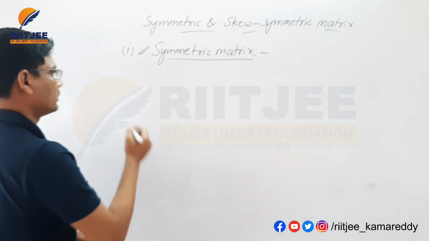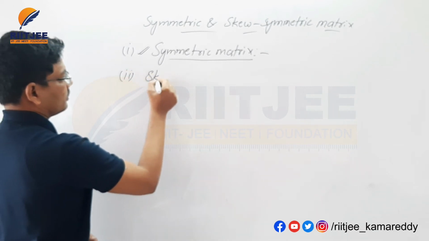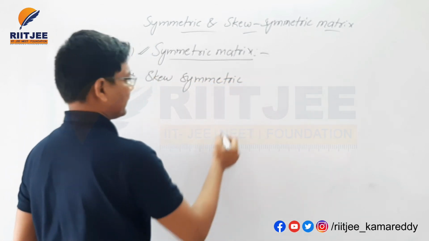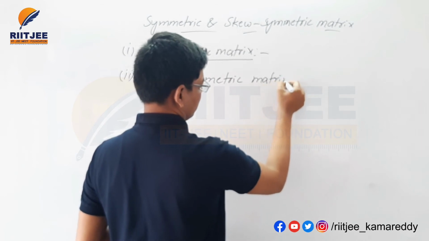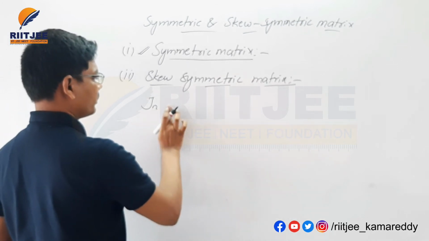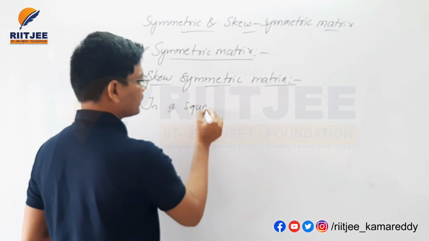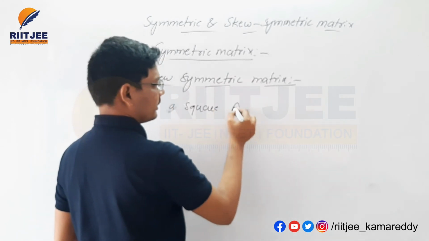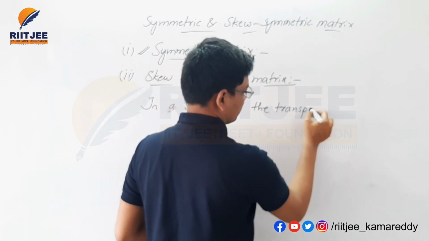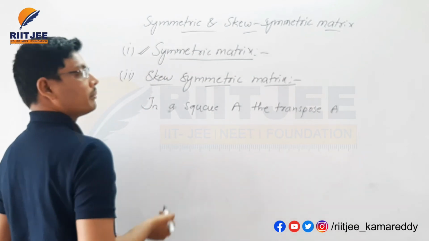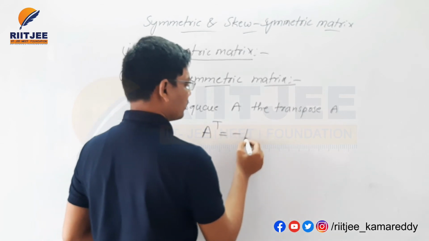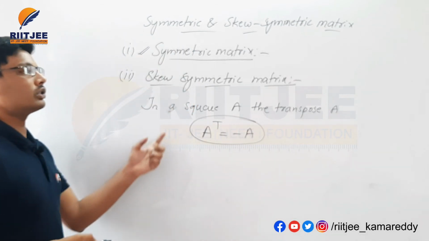The next one is skew symmetric matrix. In a square matrix A, if the transpose of A gives minus A, then it is called a skew symmetric matrix. The condition is A transpose is equal to minus A. This is all about skew symmetric matrix.